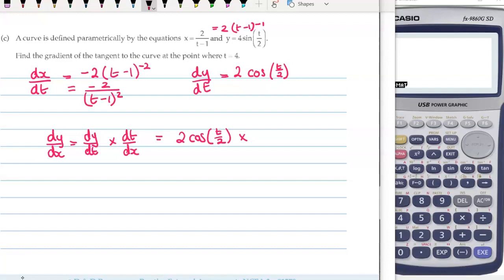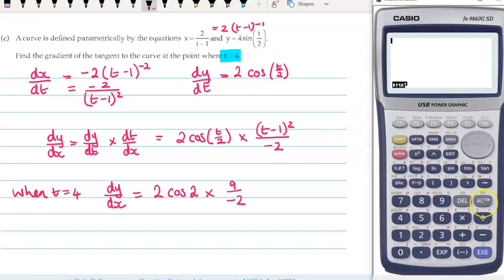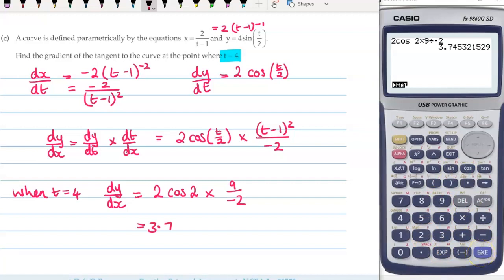So if we times by dt by dx, we flip that over, it's t minus 1 squared over minus 2. And we're doing that when t is equal to 4. Okay, so this will be 2 cos of, well, 4 divided by 2 is 2. 4 minus 1 is 3, so that'll be 9 over minus 2. And let's pop that in. So 2 cos of 2 times 9 divided by negative 2, 3.75.